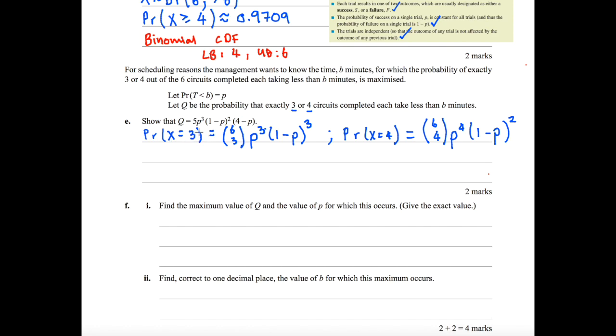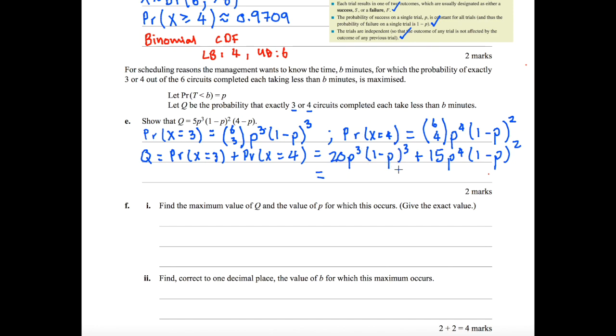Now, what we can say is Q is the probability of exactly 3 or 4. So we can say that Q is the sum of them. So Q is equal to the probability x equals 3 plus the probability x equals 4. Alright, let's see how we go with that. 6 choose 3, if you put that in your calculator, is 20. P cubed times 1 minus P cubed. Plus 6 choose 4 is 15. So we have 15 P to the power of 4 times 1 minus P squared.